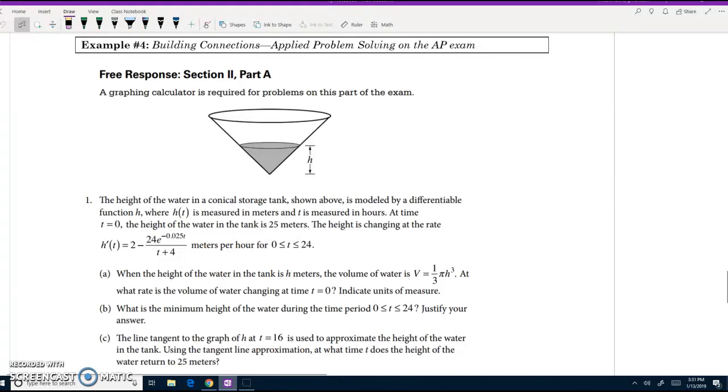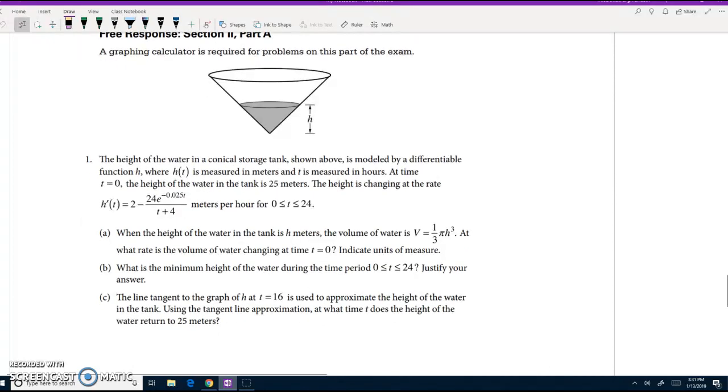So the first question asks us, when the height of the water in the tank is h meters, the volume is 1/3 pi h cubed. Then it asks, at what rate is the volume of water changing at time 0? So this problem is saying height and volume are related. We know the derivative of height, so what's the derivative of volume at a specific time? As soon as you see two related quantities, and you know how one changes over time, you want to immediately think, okay, I know this is a related rates problem. So this is not an optimization problem yet. Part A is related rates, and that's something we know how to do.